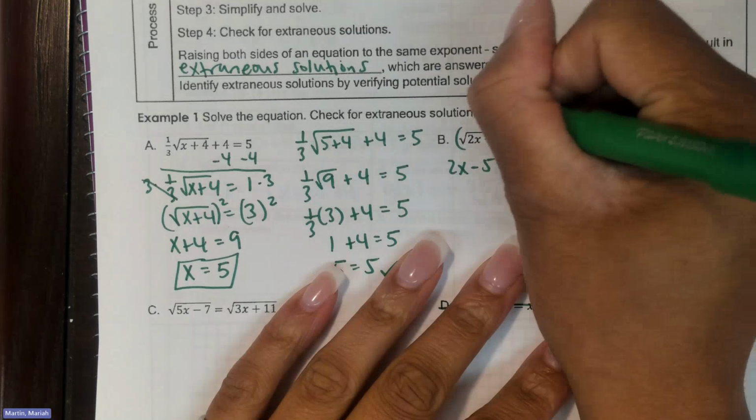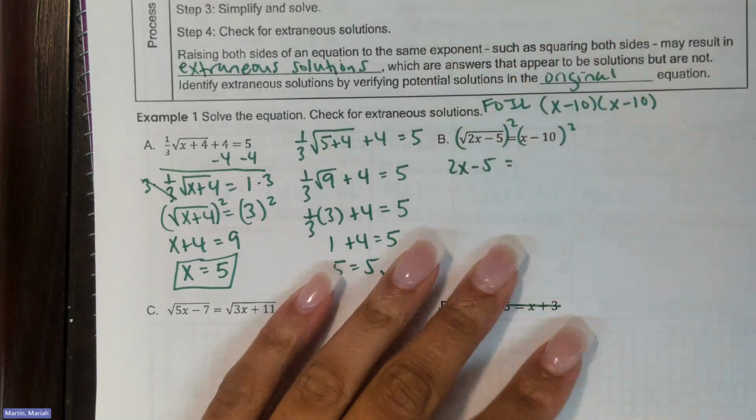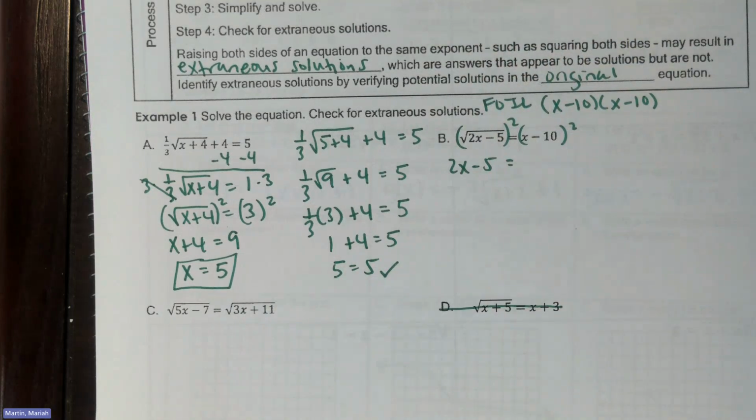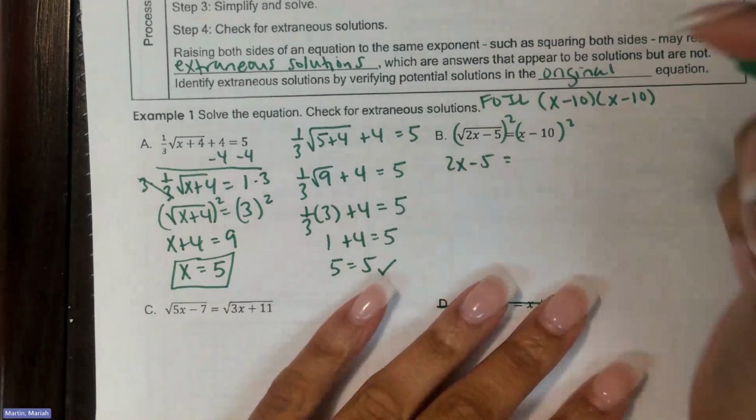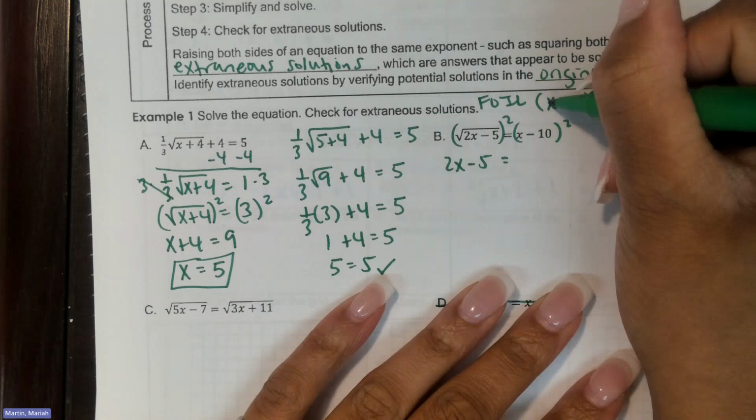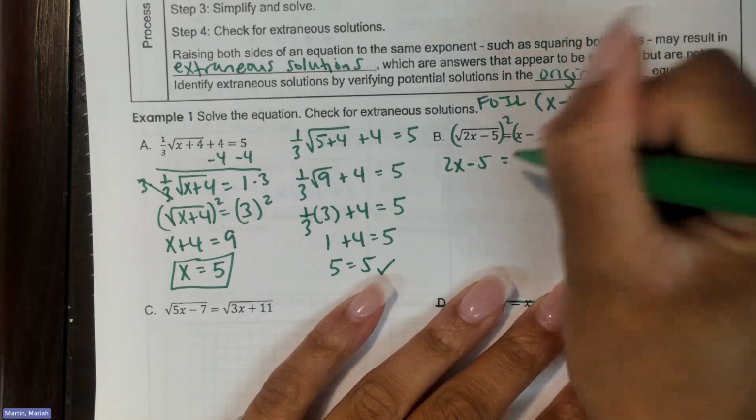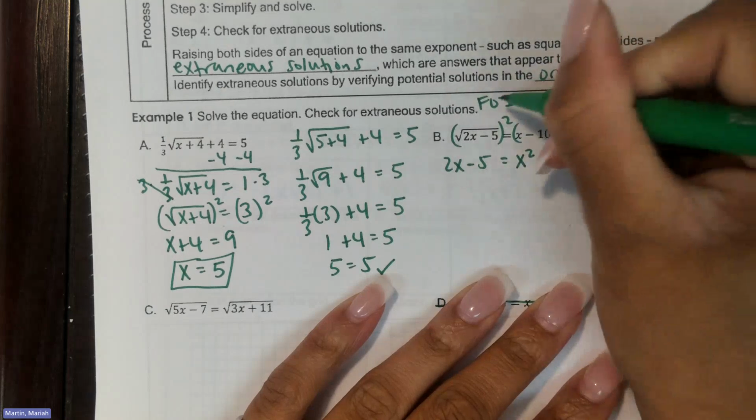I'm going to use FOIL for double distribution. If you know the perfect square trinomials rule, you may also use that as well. Okay. So with that, I'm going to use FOIL just to save some room. FOIL means I'm going to multiply the first two terms. So x times x gives me x squared.